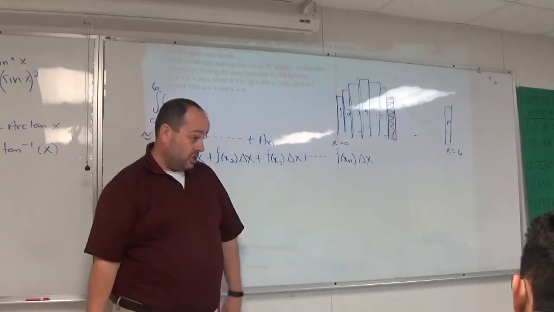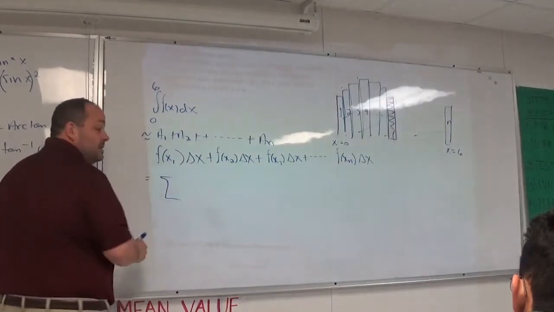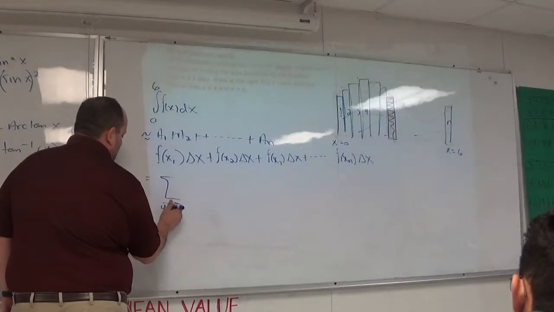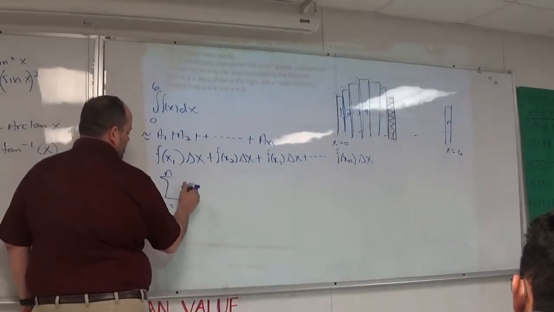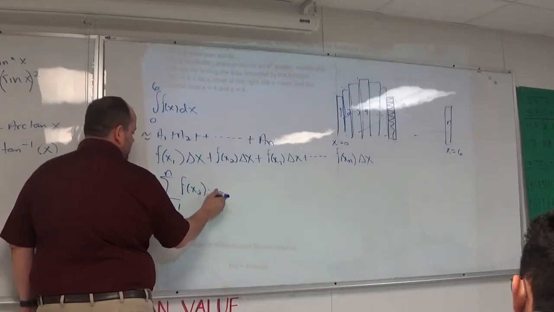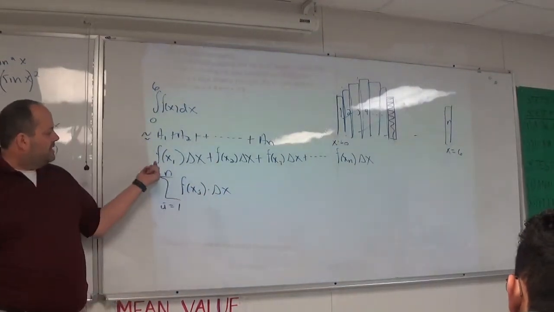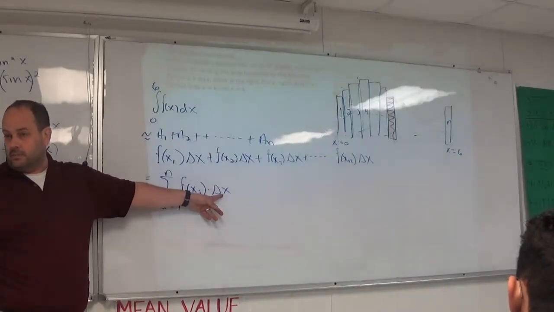Now, if you really want to start to get fancy, you start throwing in the fancy stuff. Sigma notation? Oh, no. Right? And we have n rectangles, so we're going to sum from 1 to n. The reason that this works is that every rectangle has the same area form: the value of the function at that particular point times delta x.